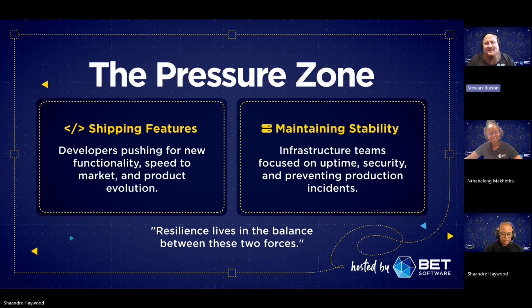So how do we design systems so that they can handle chaos? How do we detect issues early before customers shout? And when something does go wrong, how do we respond in a calm, structured way rather than panicking? So this session is part of the BET Masterclass series.